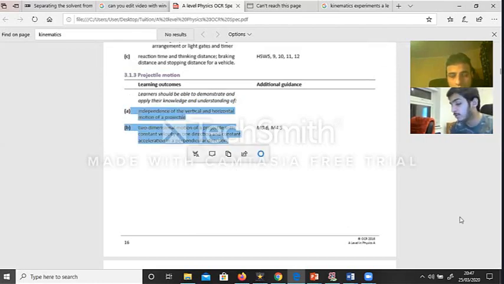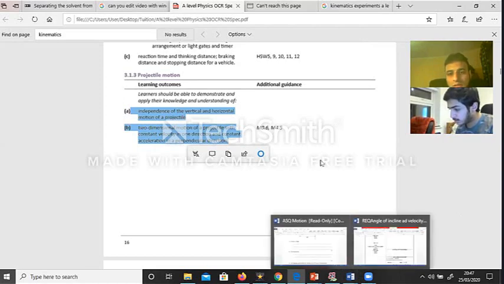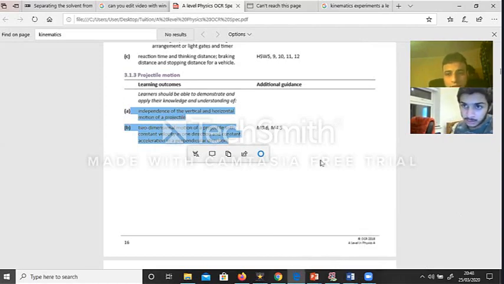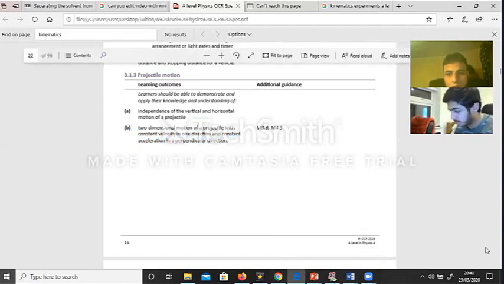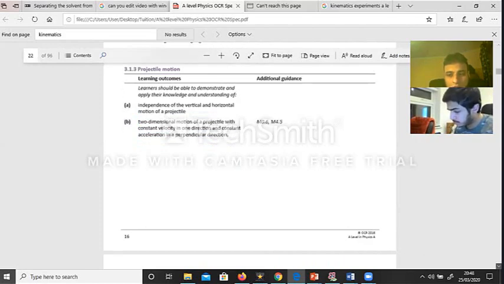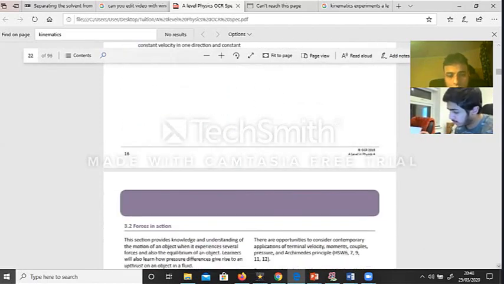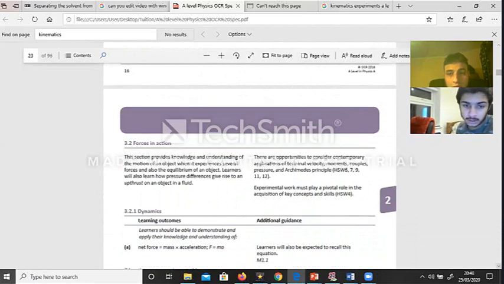Let me look through the other stuff. I think projectile motion's okay. I think I'm okay with that. You okay with it, yeah? Do you understand how horizontal and vertical motion are independent of each other? Yeah. We can maybe do one question on it later if you want to make sure, yeah?